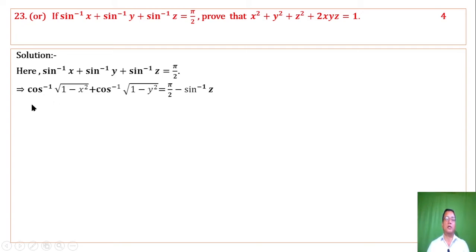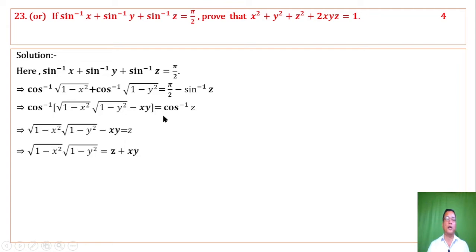Sine inverse x changes into cos inverse of root over 1 minus x square. Similarly for this, transfer this on the right side, we get this. Again, addition of cos inverse x plus cos inverse y, applying that formula, we get this, which is equal to what? This is pi by 2 minus sine inverse of z equal to cos inverse of z. And cancelling cos inverse, we get this.